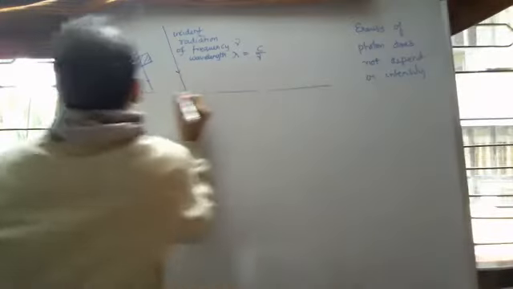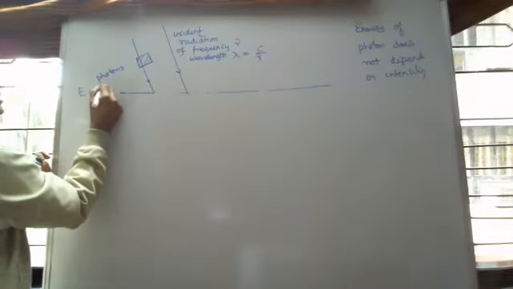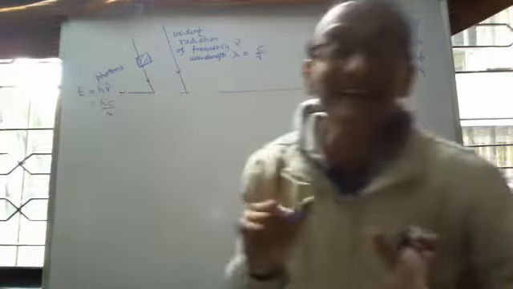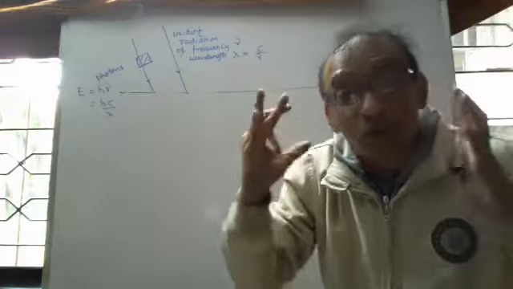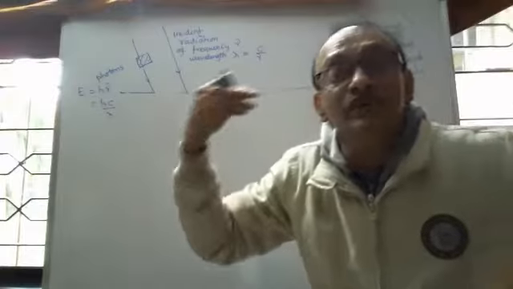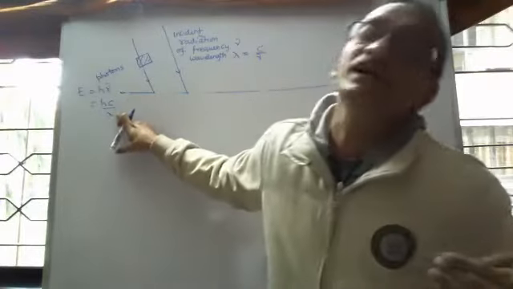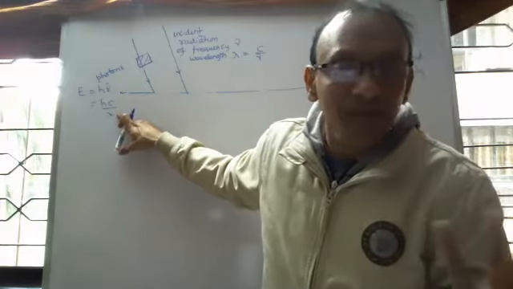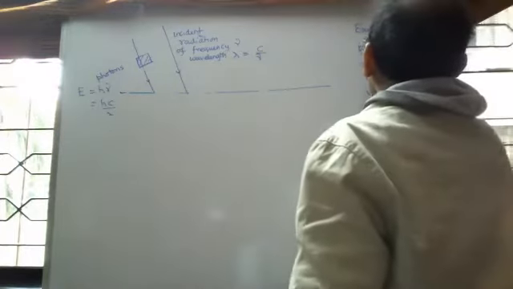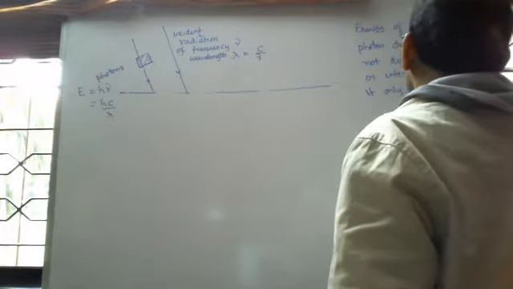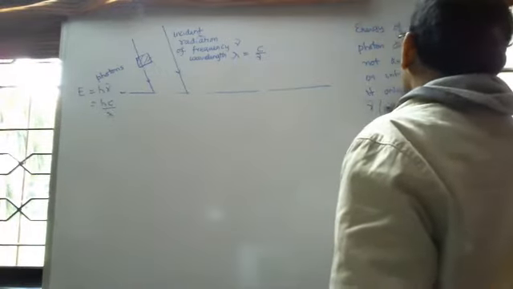How much is the energy of each photon? E is h nu or h c by lambda, which has nothing to do with intensity. Intensity will be about the number of photons, but the energy of each photon will depend only on the frequency or wavelength of the wave. The energy of the photon does not depend on the intensity of the wave. So energy of photon does not depend on intensity; it only depends on frequency and therefore wavelength.